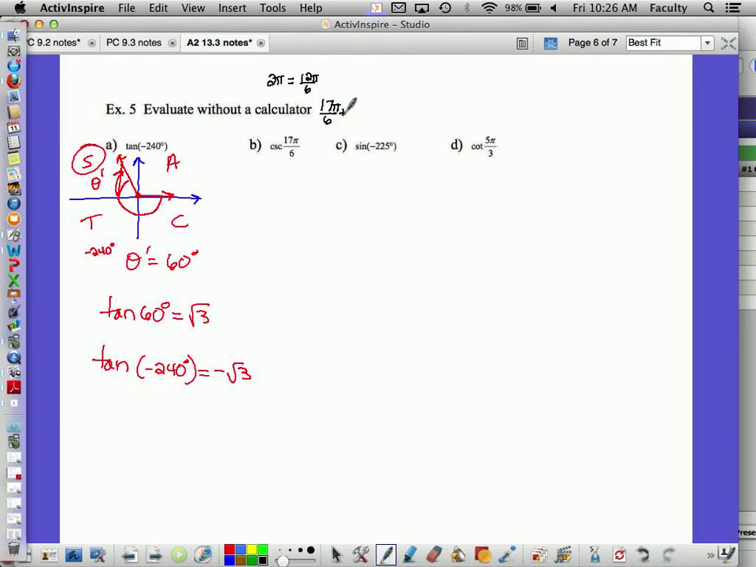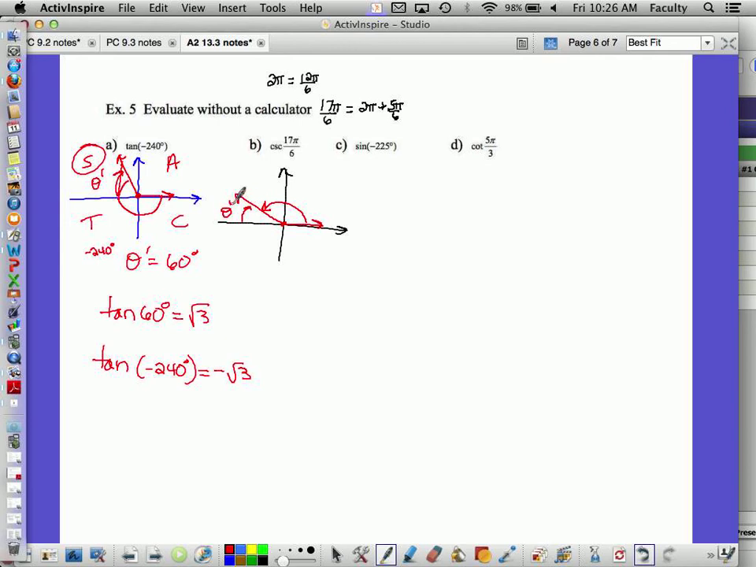17 pi over 6 is actually 2 pi plus 5 pi over 6. Do you see that? Because 2 pi is 12 pi over 6. So this is one time around plus 5 pi over 6. So I really need to just sketch 5 pi over 6. Well, 5 pi over 6, do you remember the technique I showed you yesterday? You can cover up the 5. Pi over 6 is 30. 5 times 30 is 150. So when I go to graph this, 150, that's in the second quadrant.